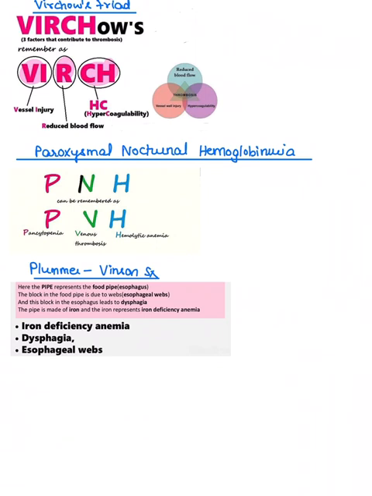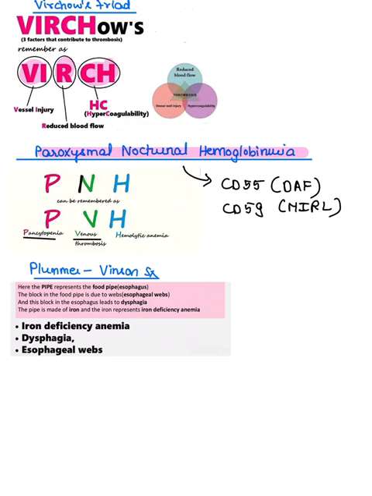Now coming on to the next one, that is paroxysmal nocturnal hemoglobinuria. Here there is a defect in two proteins, that is CD55 and CD59. CD55 is known as decay accelerating factor, and CD59 is known as membrane inhibitor of reactive lysis. So what is the triad? PNH, make the N into a V. P for pancytopenia, matlab decrease in the count. V for venous thrombosis, and H for hemolytic anemia.